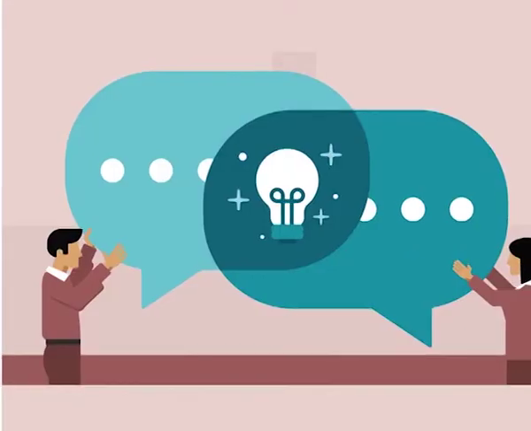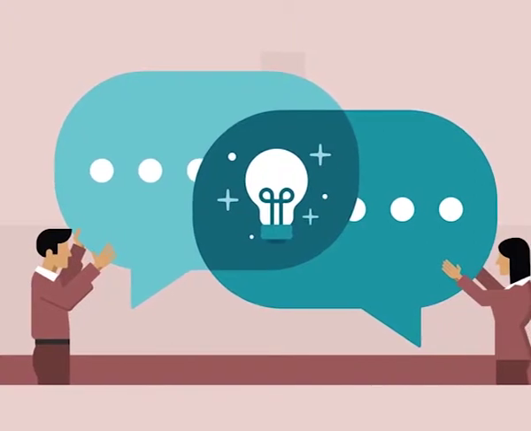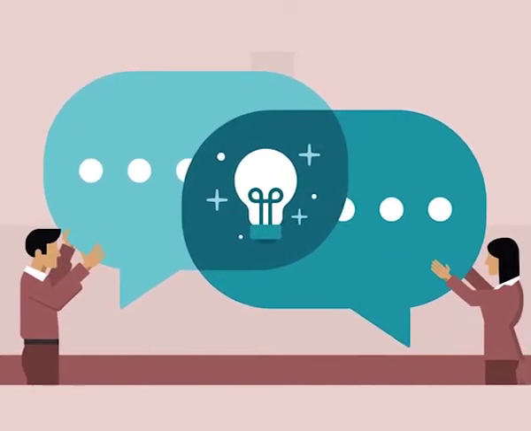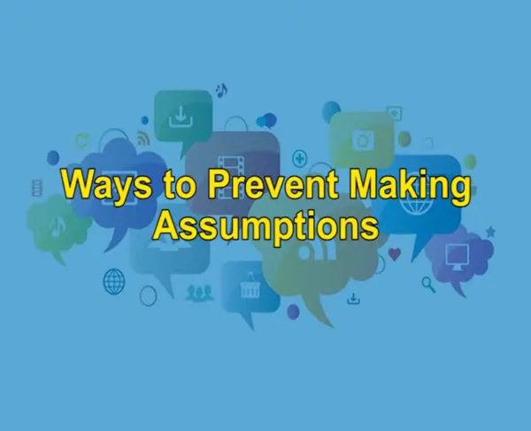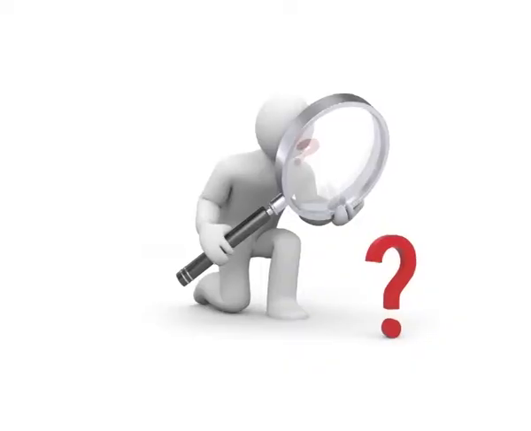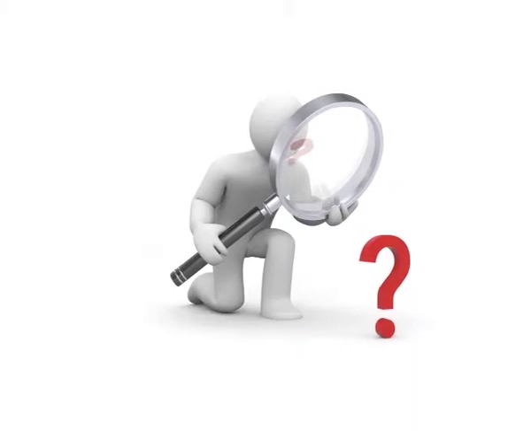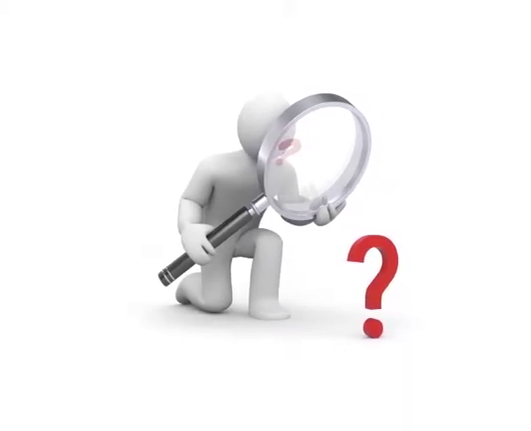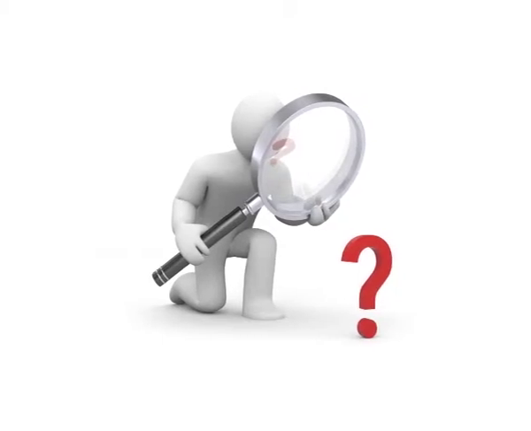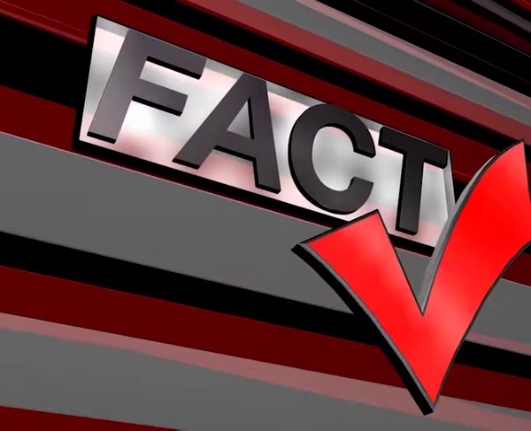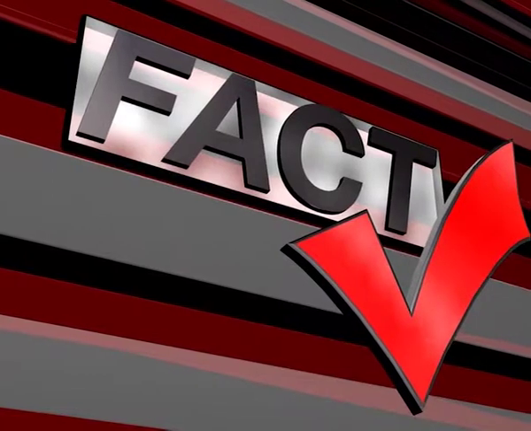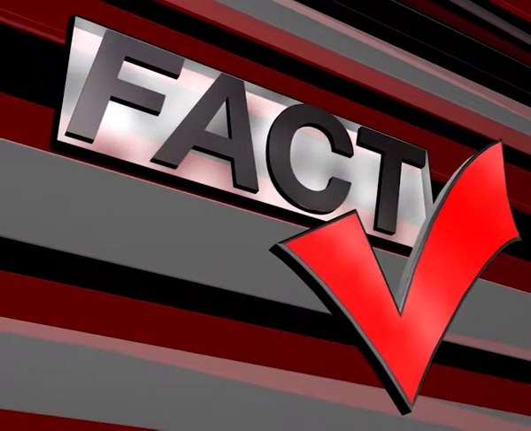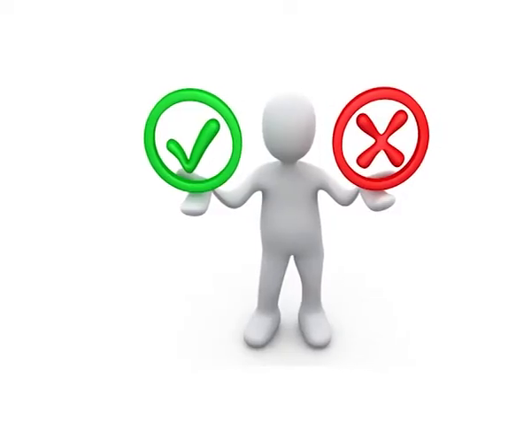Next time when we need to communicate with someone, we need to look into these checklists. Ways to prevent making assumptions, because assumptions can be harmful to effective communication and interpersonal relationships. Developing a habit of fact-checking is conducive to prevention of assumptions.